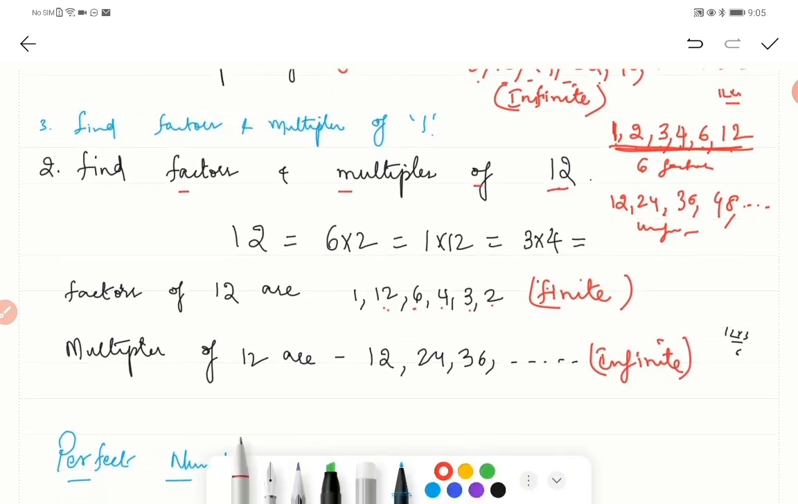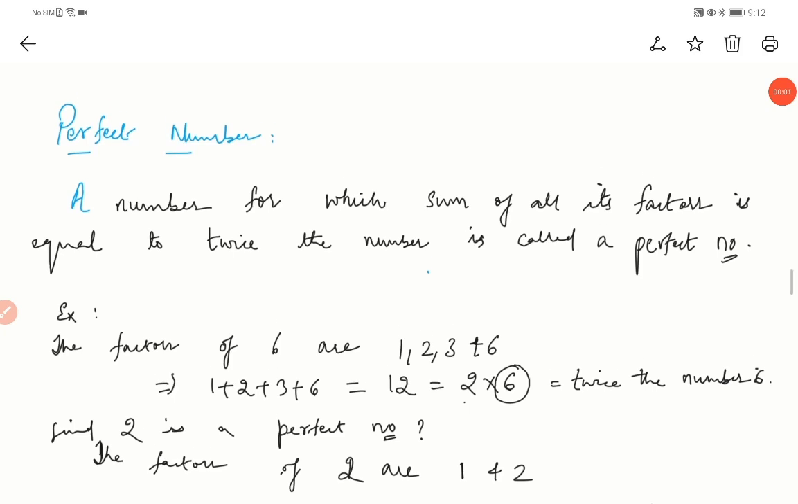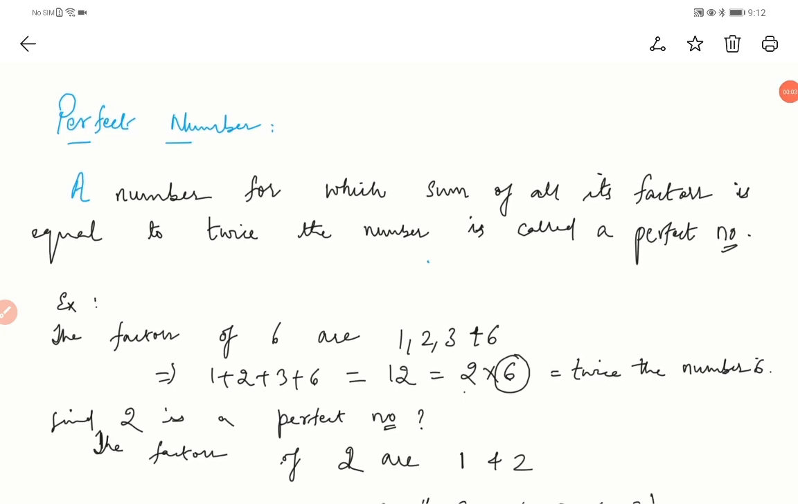Okay. All right, now you have a perfect number. When do you call a number a perfect number? A perfect number is when you sum up all its factors, okay, and it gives you twice the number itself, then you will say that it is a perfect number.